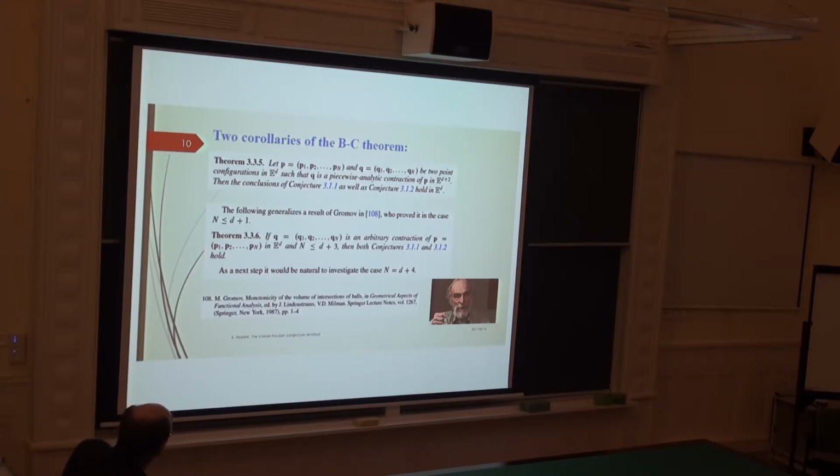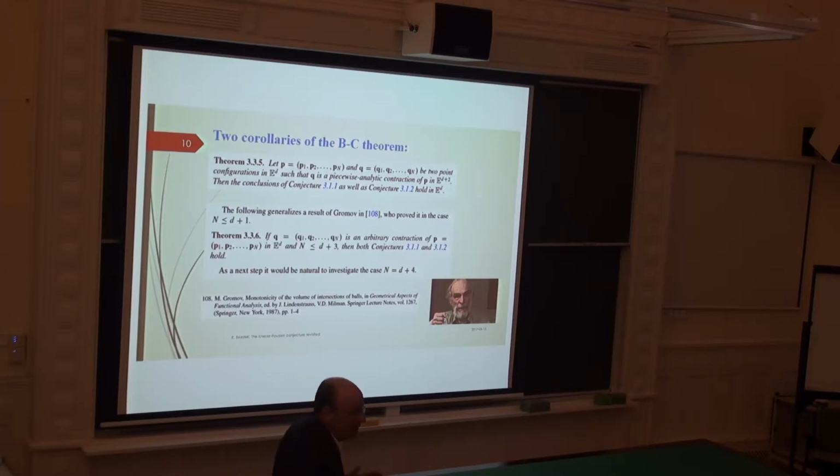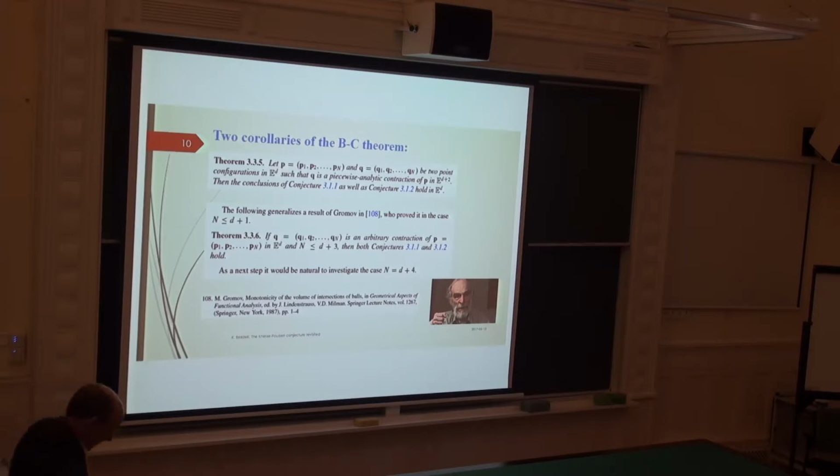The other is connected to a paper of Gromov, in which he investigated this conjecture in spherical space. As a result, he proved the Kneser-Poulsen conjecture in D space up to D plus 1 balls. We could replace D plus 1 by a somewhat larger number, D plus 3. So in D space, the Kneser-Poulsen conjecture holds up to D plus 3 balls. That's what I put here.